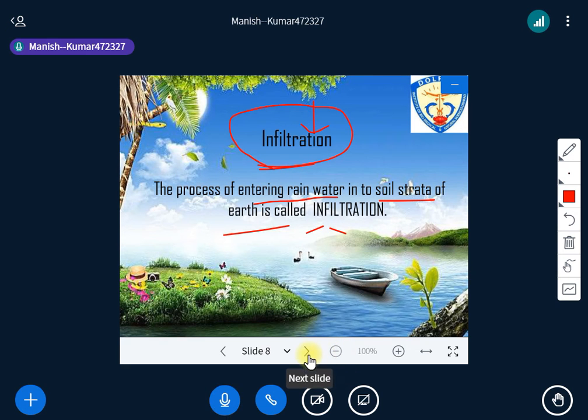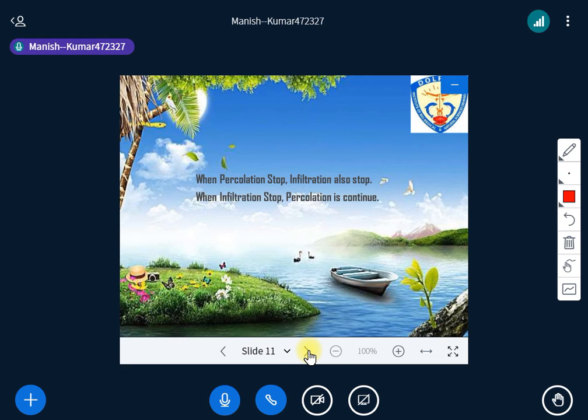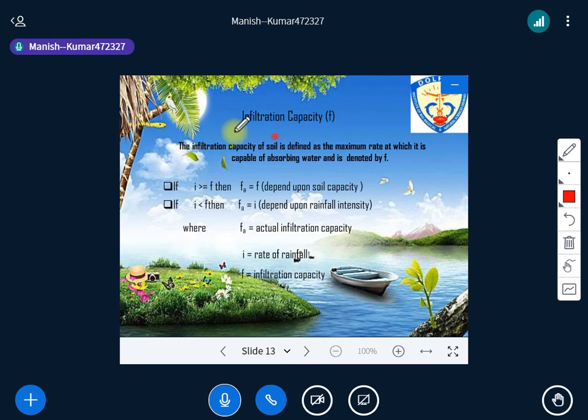Right? So as I already explained, the meaning of infiltration, and then I have discussed percolation. I have discussed the relation between infiltration and percolation, that these terms have to be discussed. So now I have the infiltration capacity. What does infiltration capacity mean? Again we need to understand this term, which has already been explained to you.